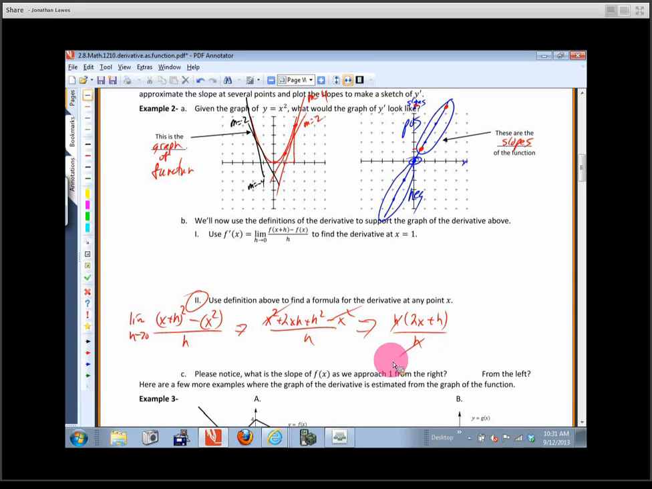Okay, am I going too fast? Are we okay? All right. So now I'm going to bring back the limit. The limit as h approaches 0 of 2x plus h. And what is that limit? 2x. So that means if you start with y equals x squared, then y prime, or the derivative, is 2x. Doesn't that look like the line y equals 2x? Yeah, it does.